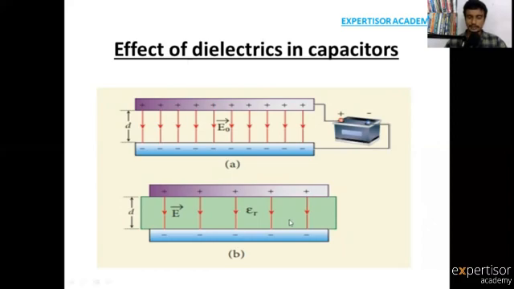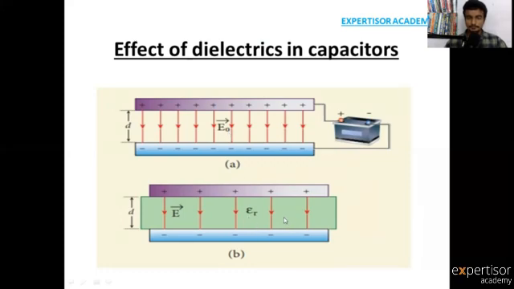When you insert the dielectric between the two conducting plates of the capacitor, without connection of the battery, the capacitance C is equal to C naught divided by epsilon r. Voltage V is equal to V naught divided by epsilon r. Electric field E is equal to E naught divided by epsilon r.